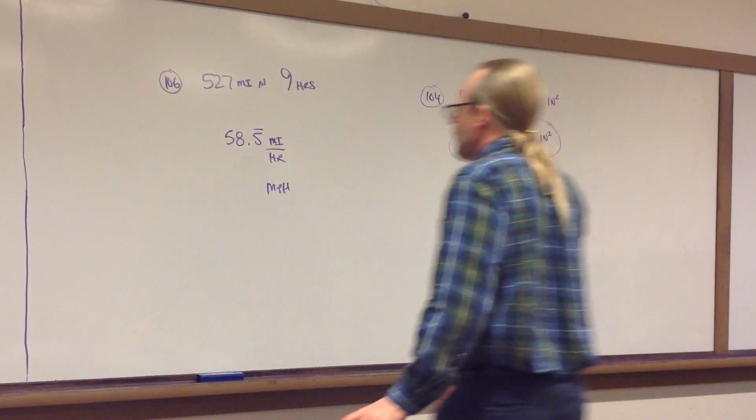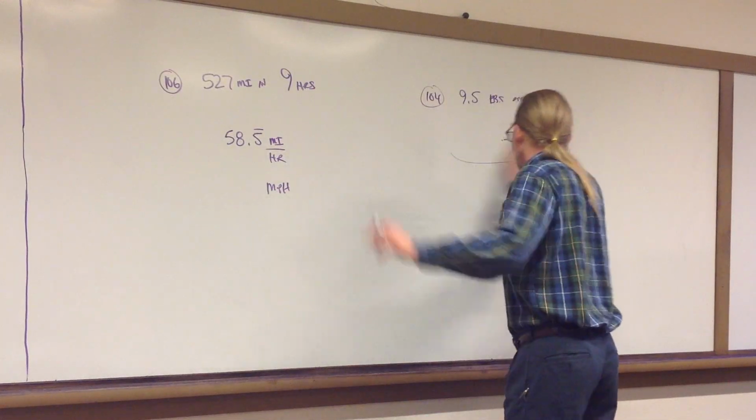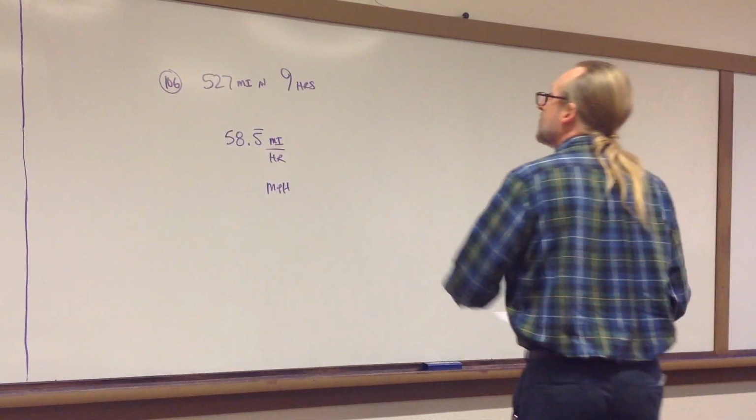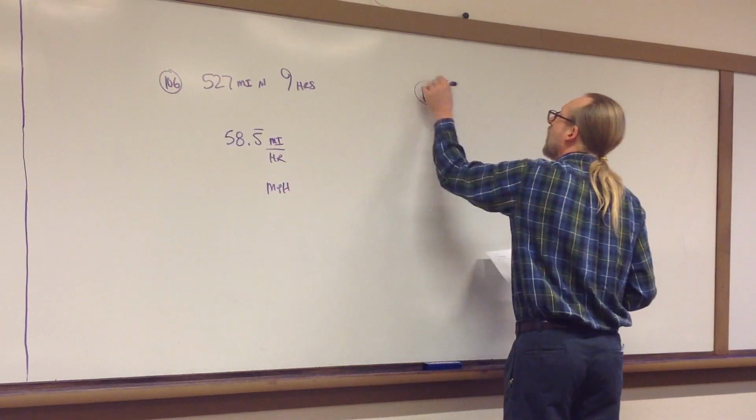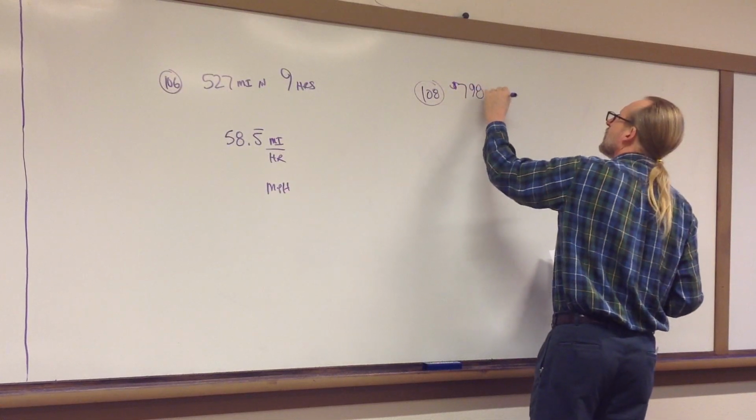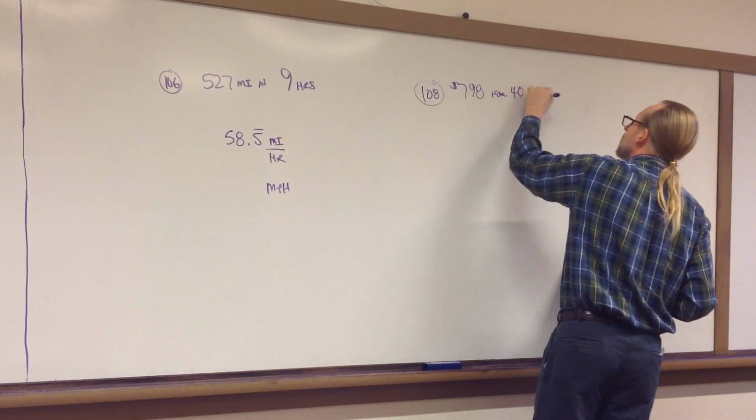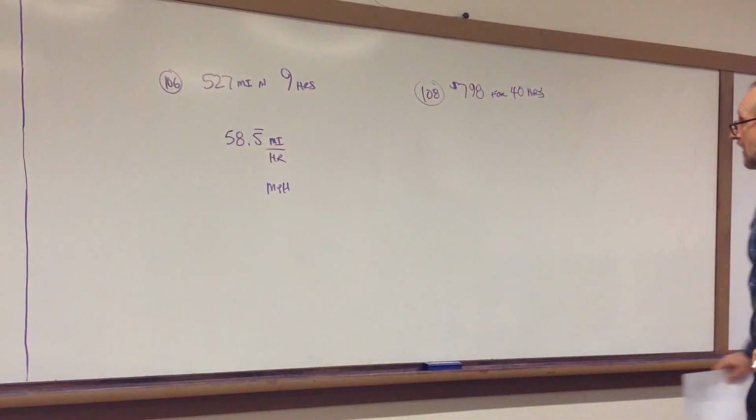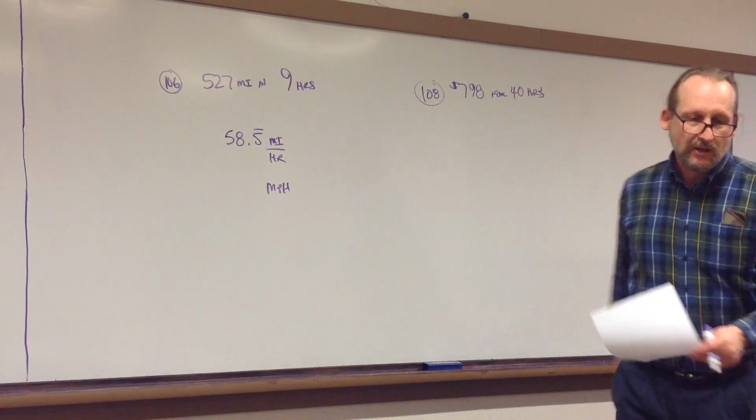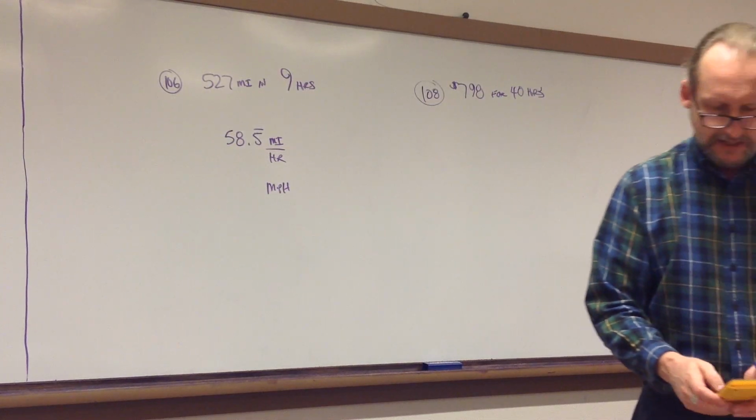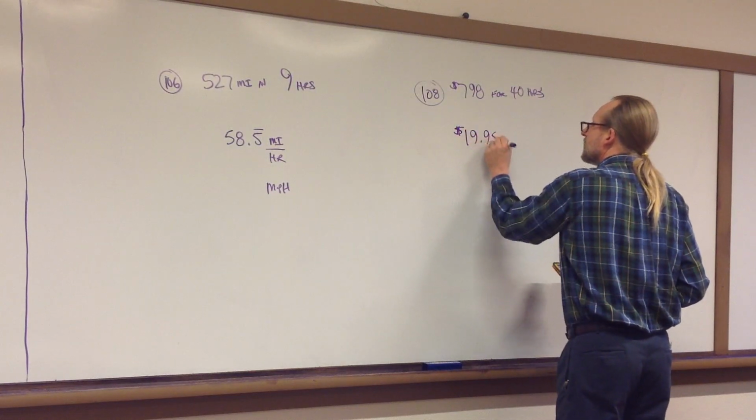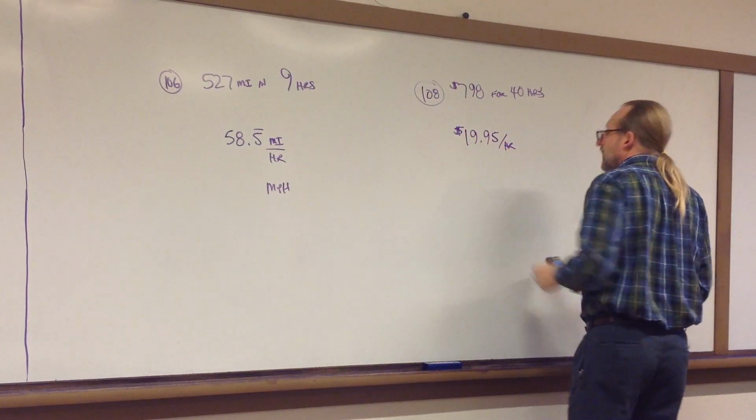Okay, and then problem 108 is a paycheck problem here. We've got $798 for 40 hours. You could just as well say per there, because we're going to have to calculate dollars per hour is what we're going to end up calculating here. So we got to do 798 divided by 40, and so that gives us about $20 an hour, $19.95 per hour.